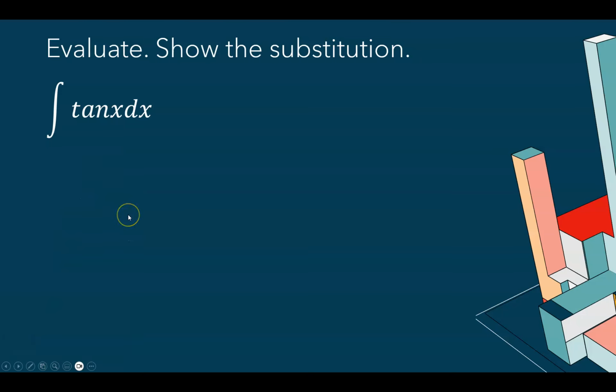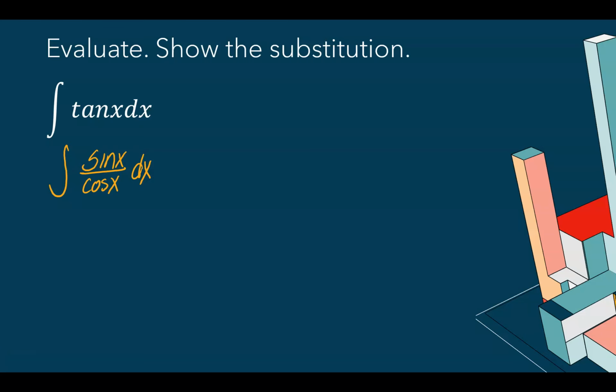So what you really need to do is find, this piece has its derivative somewhere else. And once it comes to you that tangent is sine of x over cosine of x, then you realize, oh, I get it.